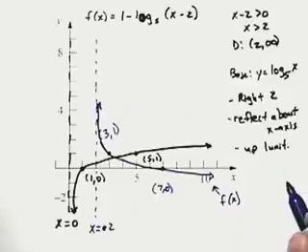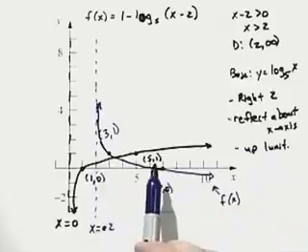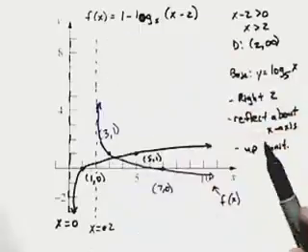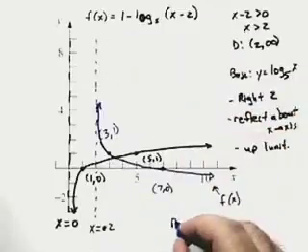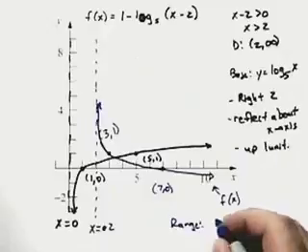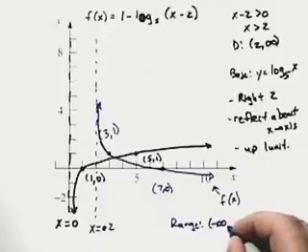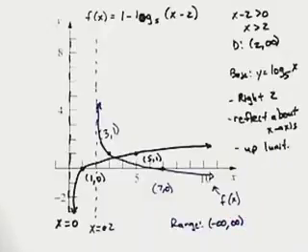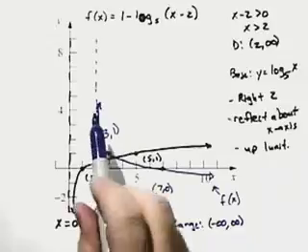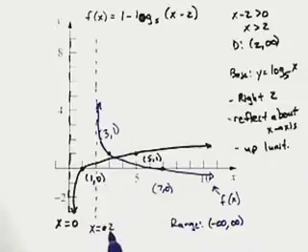We were asked to determine the range. By looking at the graph, we can see that the range is going to be all real numbers. So we'll say the range is the interval -infinity to infinity. And any asymptotes, we see that we only have the one vertical asymptote at x equal to 2. Now that we looked at the graph of our logarithmic function, we'll shift our attention to finding the inverse of the function.